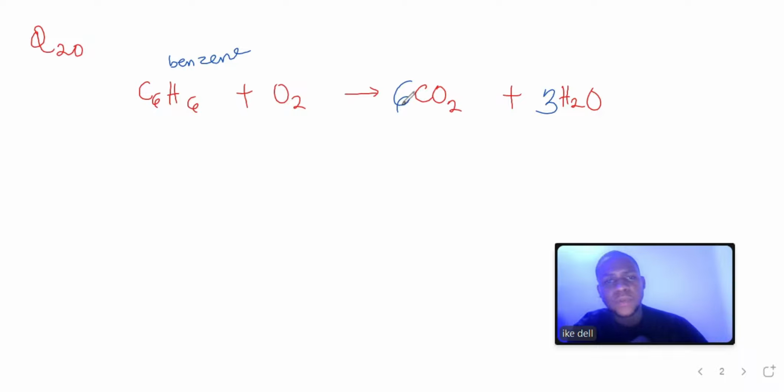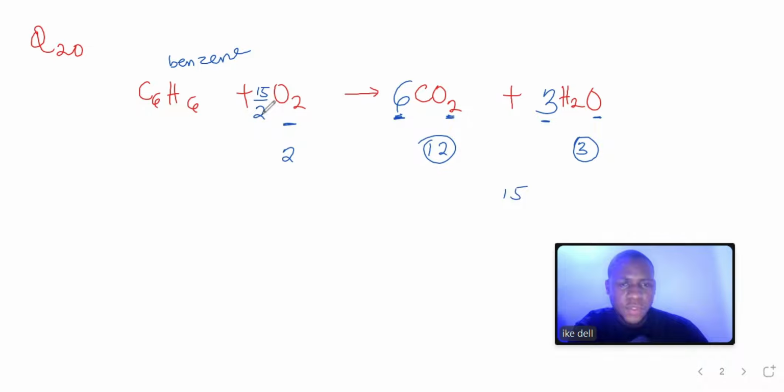Finally, oxygen. So let's calculate. We have only 2 here. And here we have 6 times 2, which is 12. And then we have 3 times 1, which is 3. So in total, we have about 15 oxygen atoms here. And here we just have 2. So let me put 15 over 2 here, so that will make it 15 on that side as well.